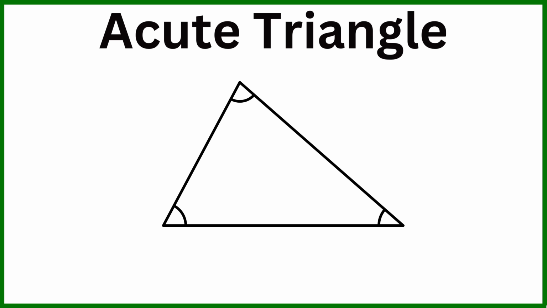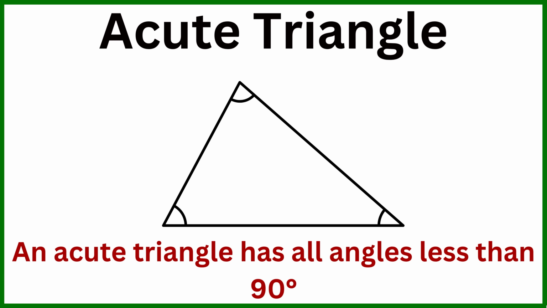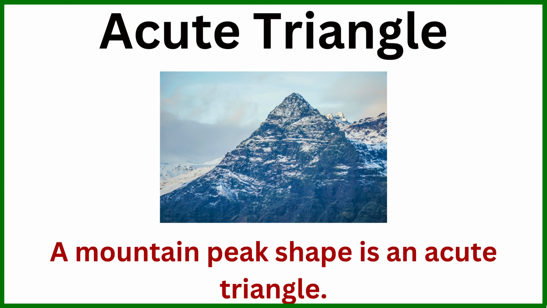Acute triangle. An acute triangle has all angles less than 90 degrees. A decorative banner triangle is acute. A mountain peak shape is an acute triangle.